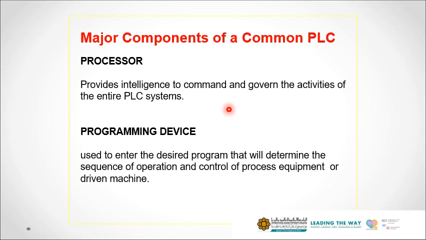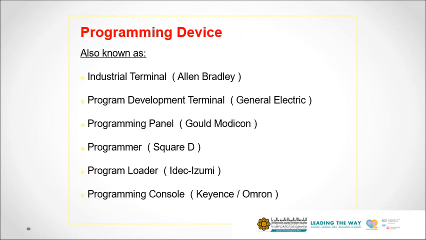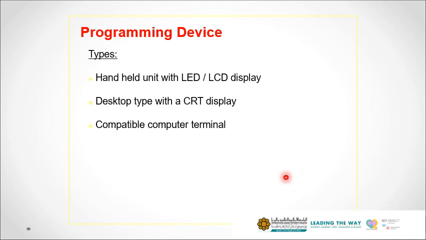Okay, you have a central processing unit which basically does all the calculation and logic evaluation and all such things. The programming device is mostly a laptop now, or any type of computer that is used for most of the PLCs. However, in the old days there used to be a dedicated programming device to program the PLCs. That used to be known as an industrial terminal, program development terminal, programming panel, and so on. But nowadays, most of the PLCs can support any computer or laptop. So as I have mentioned, computers can now be used to program PLCs.